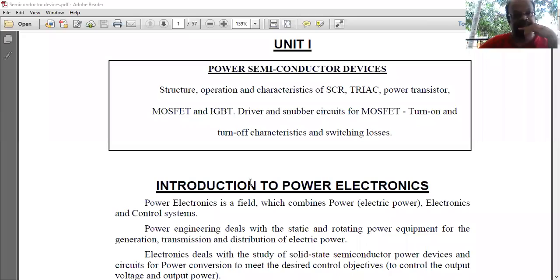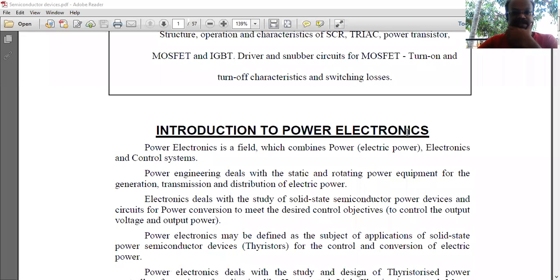I think this is the content we are going to see. What is the structure, operation and characteristics of SCR, triac, power transistor, and of course power diodes, MOSFET and IGBT, and driver and snubber circuits for MOSFET, turn on and turn off characteristics and switching losses. This is common for all the devices.